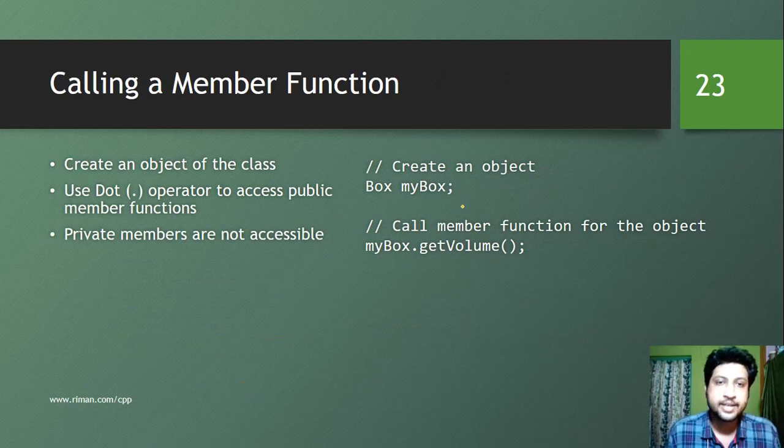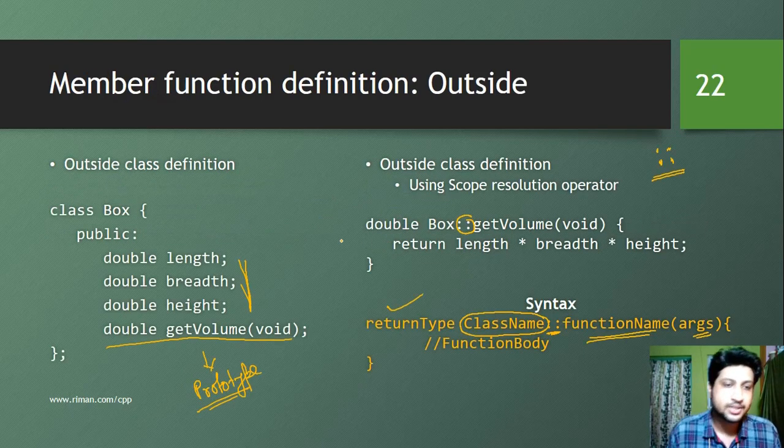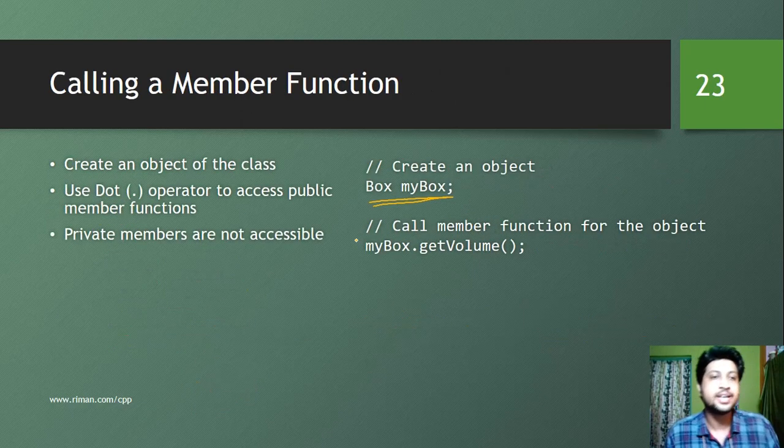So let's check how we can call or use a member function. Suppose from the previous example, let's create an object of that particular class. To call a particular member function, we need to use a particular object of that class. The member function was getVolume and the class was Box. That's why we have to define an object of this Box class.